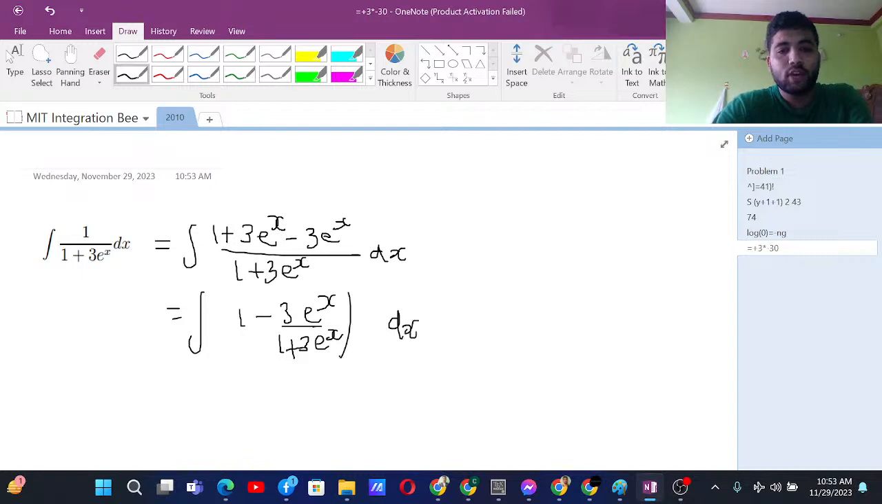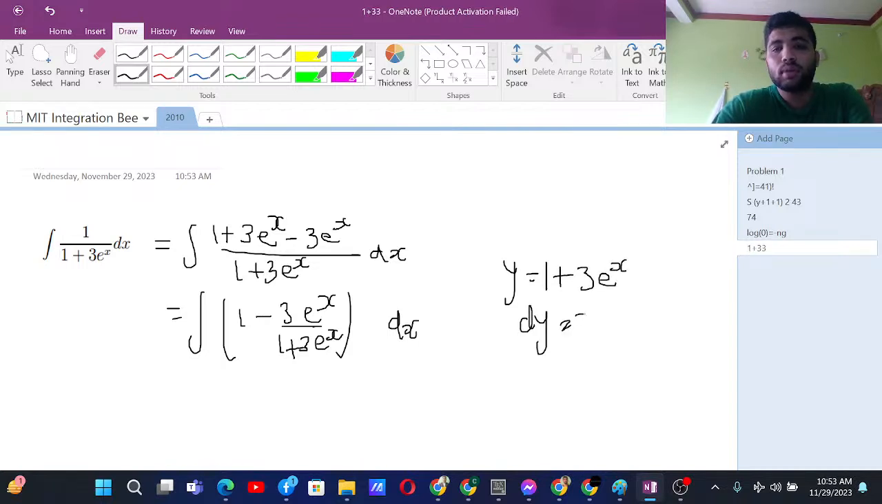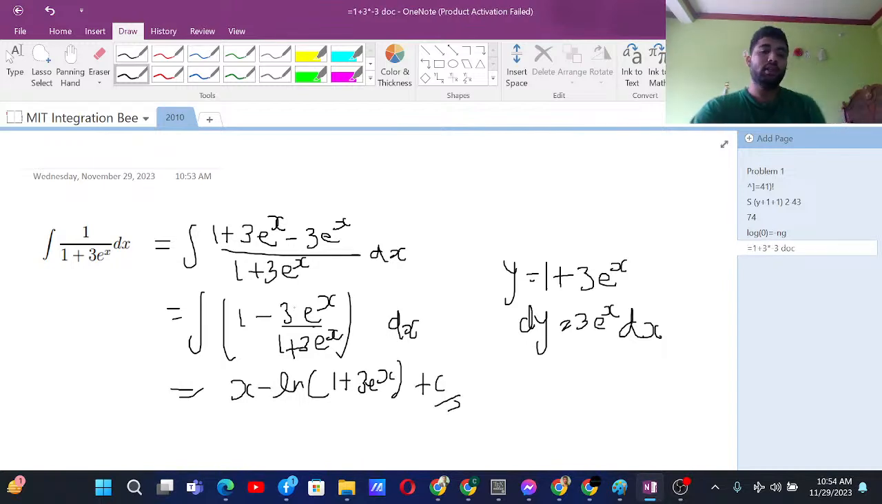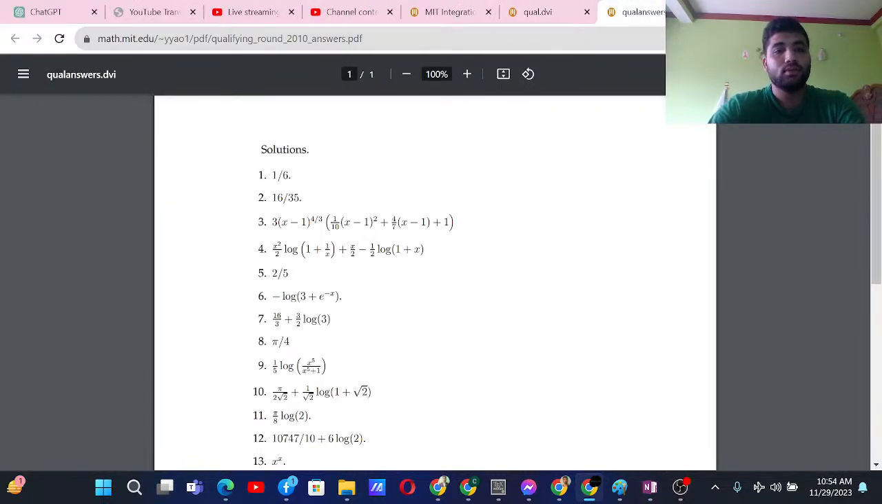Now the benefit of this manipulation is, if we let y as 1 plus 3 times e to the power x, we will have dy equals 3 times e to the power x itself dx. So this will be just dy when this is y, and that means we can have ln y. So this is x minus ln of 1 plus 3 times e to the power x plus c. So you see, this manipulation really made our problem a lot easier. And I guess that's the answer, x minus ln of, okay, so here's a different form.